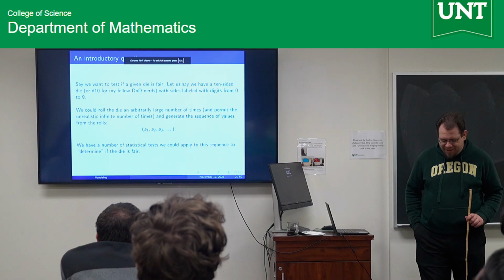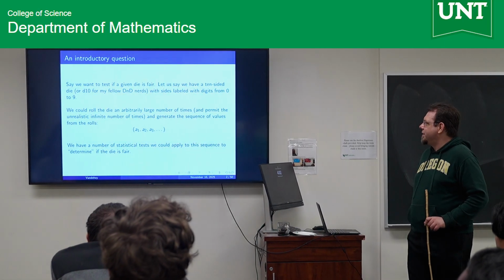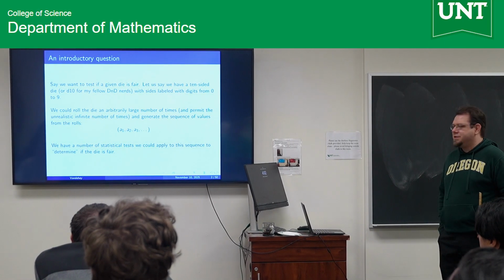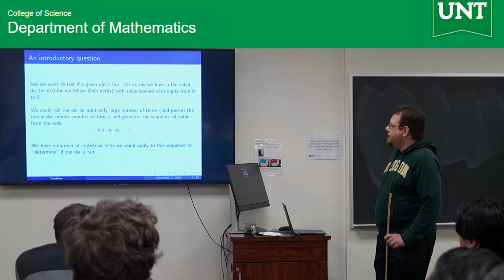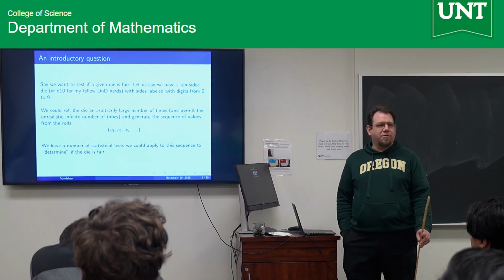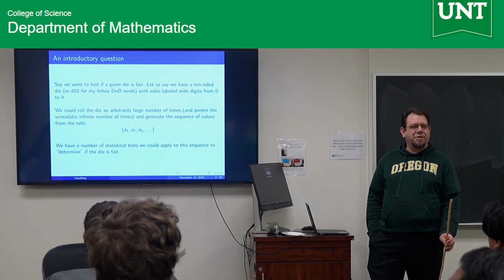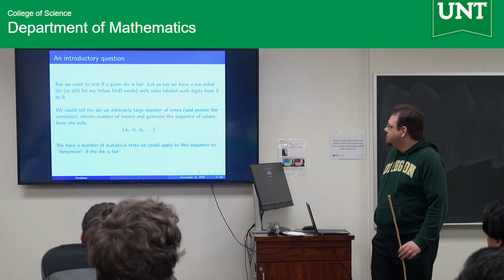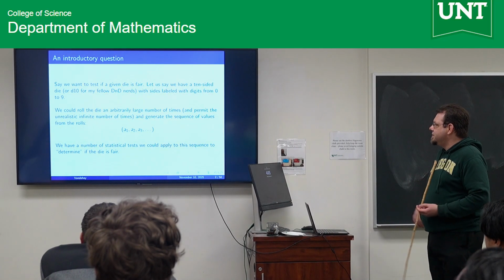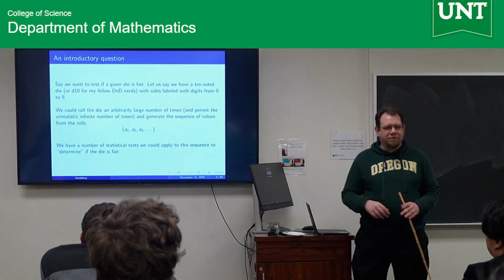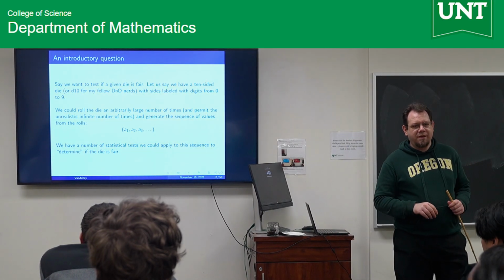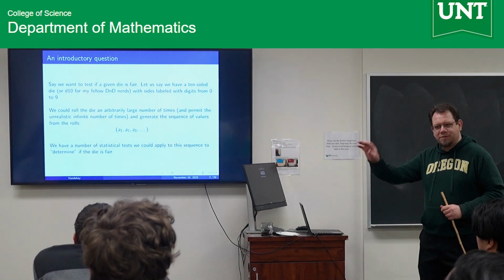I want to start with maybe a simple question. So let's say we want to test if we have a given die and that it's fair. And let us suppose I have a 10-sided die, or to any fellow Dungeons and Dragons nerds out there, a D10, with sides labeled with digits from 0 to 9. And we would normally roll this an arbitrary number of times, and then I'm going to pretend that I can magically roll it an infinite number of times and record it.